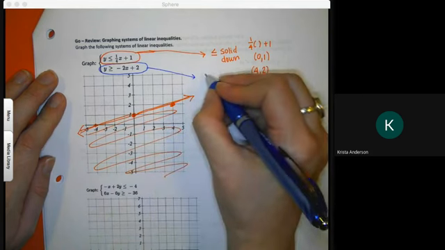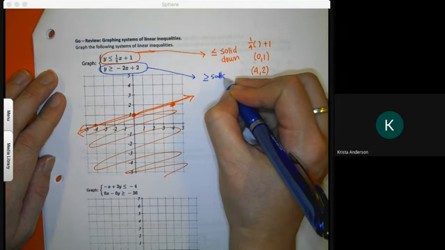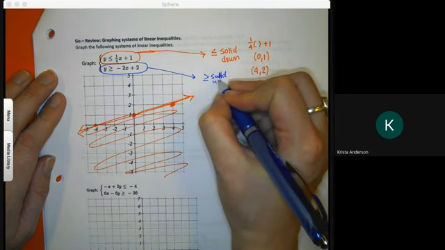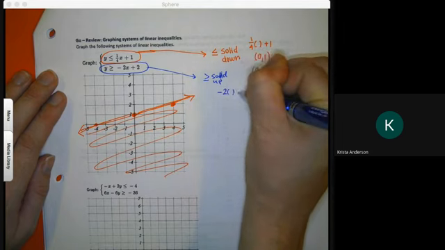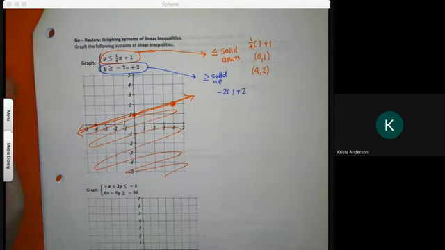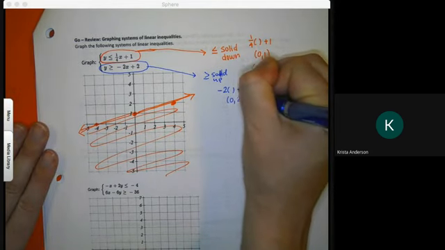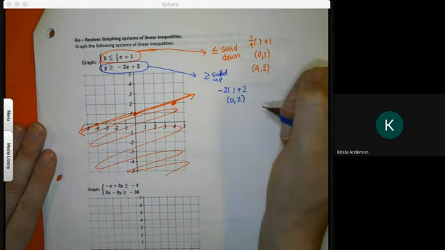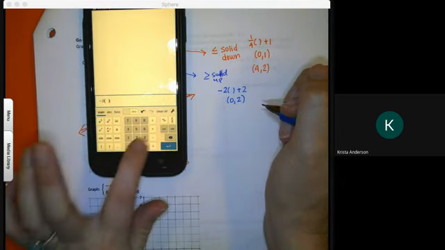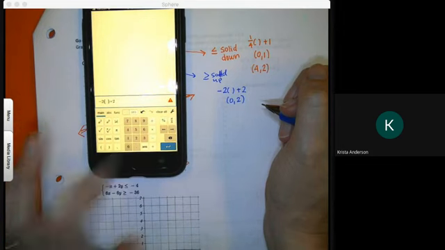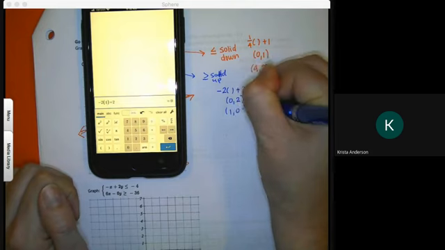Second equation, it will be solid, and I will shade up because it is greater. My equation would be negative 2x plus 2. If I plug a 0 in here, my output will be positive 2. You can check it. 0 is at 2. If I plug a 1 in, 1 is at 0.